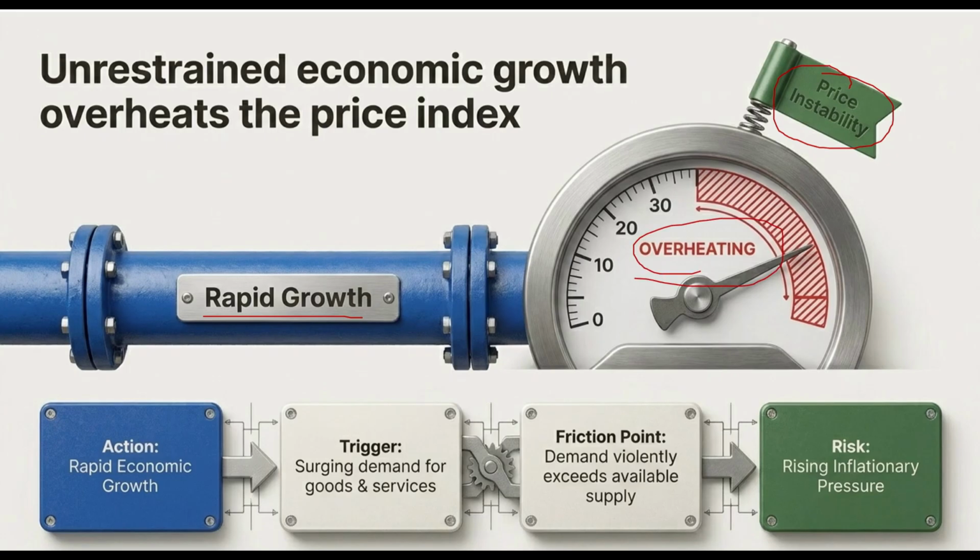Great. So what was the action here? Rapid economic growth. And what triggered it? Surging demand for goods and services. And what was the friction point? Demand greatly exceeds available supply. And what was the risk? Rising inflationary pressure. Got it?